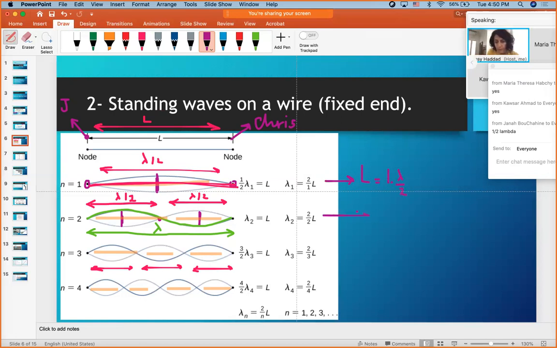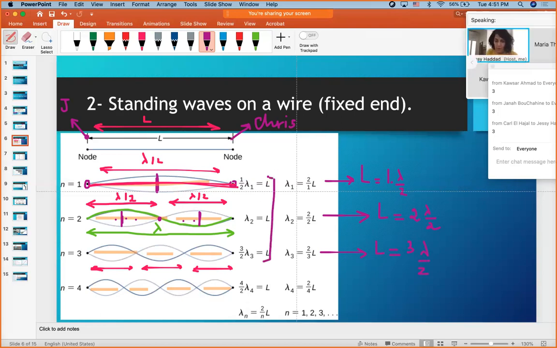So the length here would be how much? How many lambdas over two, if you count them? How many loops? I can see two loops, right? So two lambda over two. And in this case, I'm going to see how many lambda over two. So I can see 3 lambda over 2. So L is going to be 3 lambda over 2. All right. So 3 lambda over 2. Okay, so this is what they're actually trying to write.